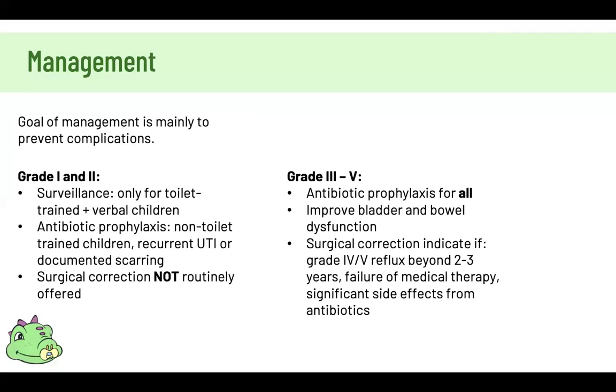And surgical correction can be indicated here. So it's indicated if there's grade 4 or 5 VUR that exists beyond 2 to 3 years, if there's any failure of medical therapy, or if there's significant side effects from antibiotics for whatever reason, and the child can't have antibiotic prophylaxis. So in all those cases, you would go on to surgically correct it.